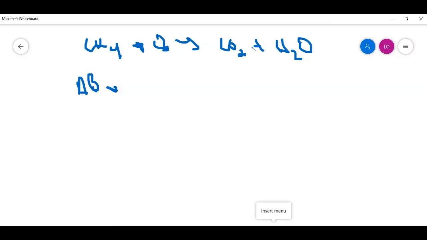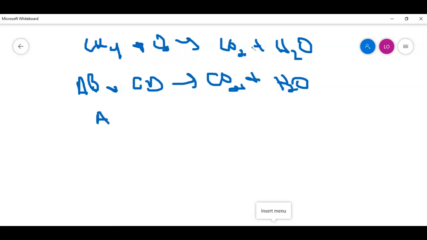My equation was AB plus CD gives you CO2 plus H2O. The problem with this is you're not showing the same things on the right and the left, and it would be more like AB4 plus C2 gives us this, and I think it's more confusing.